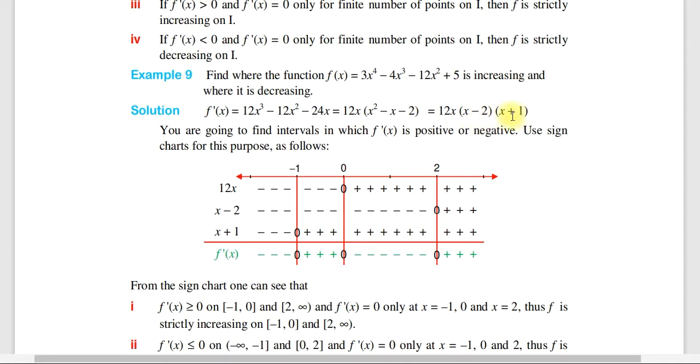12x times (x minus 2) times (x plus 1). You are going to find intervals in which f prime at x is positive or negative. Use a sign chart for this purpose as follows.